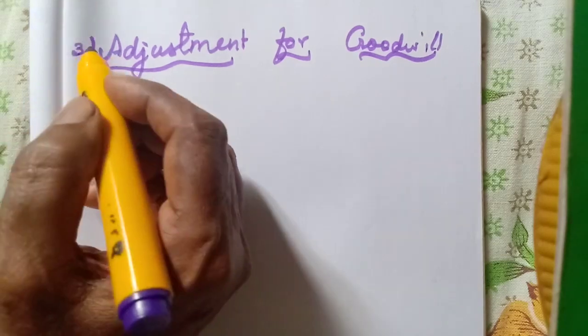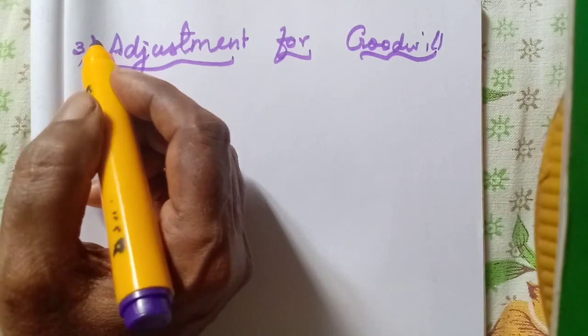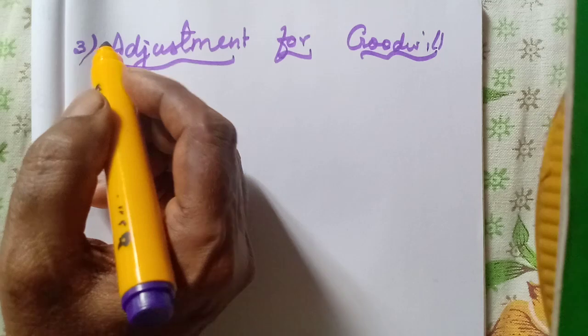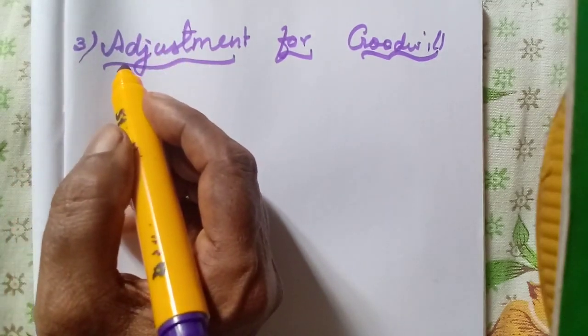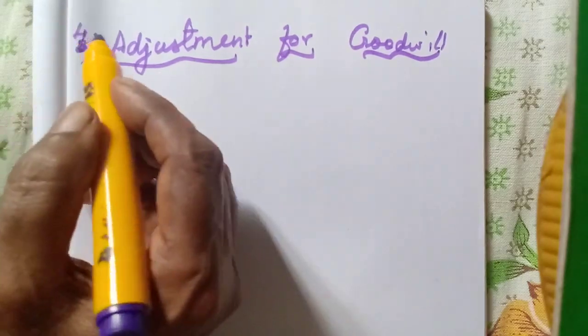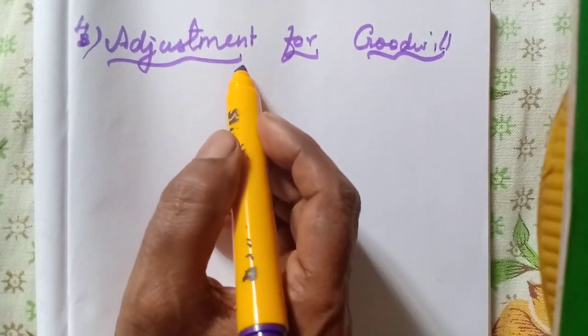First one, the accumulated profits and losses and reserves will be distributed among all the partners in the old ratio. Then a revaluation of assets and liabilities. Then the new profit sharing ratio. Now the fourth adjustment is the adjustment for goodwill.